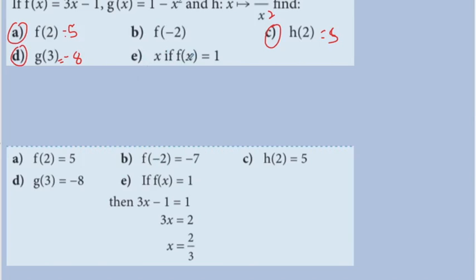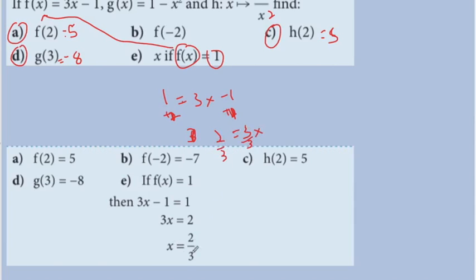E, if f of x equals 1. If f of x equals 1, then 3x minus 1 equals 1. So they're saying if I take this and I substitute that in for my whole function, I would have 1 equals 3x minus 1. And then we could solve from here, plus 1 gives me 2 equals 3x, divided by 3. We get 2/3 equals x.